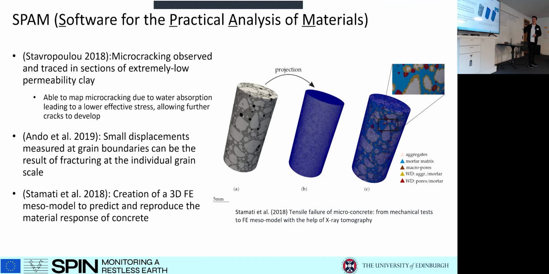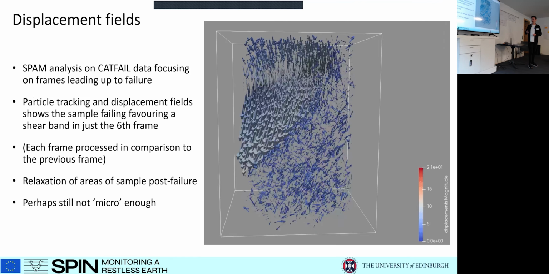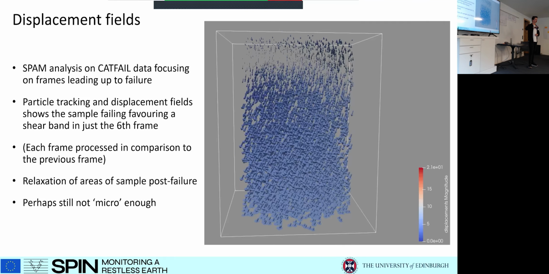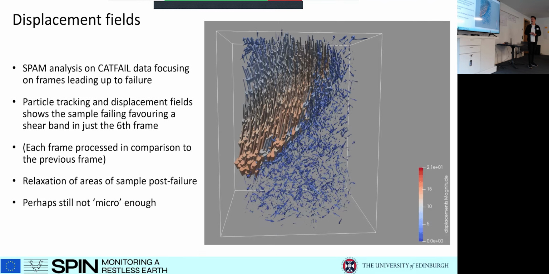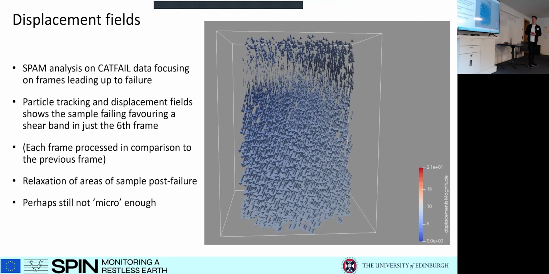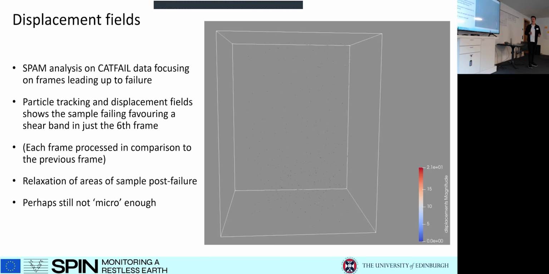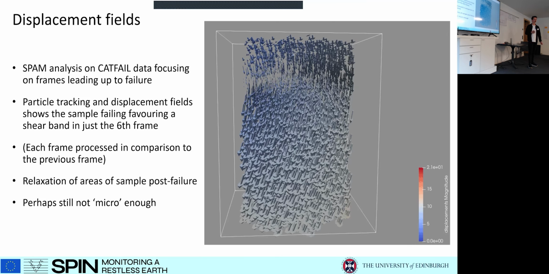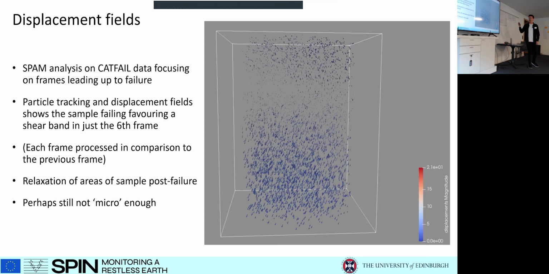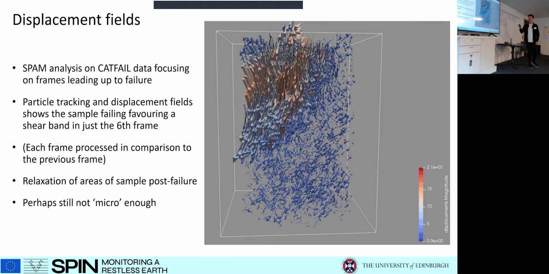So I've been working on the second one, the small displacements, and this is some work I've done with SPAM. This is all done with cluster computing. And this is the exact same GIF that we saw earlier of Alexis's data at the synchrotron, but with some exaggerated displacement fields. So we can see that even though Alexis took these and stopped imaging right at the end where the sample completely failed, we actually see in these examples that the sample starts to favor a shear plane quite early on, just in the 6th frame. And then starts to accelerate.